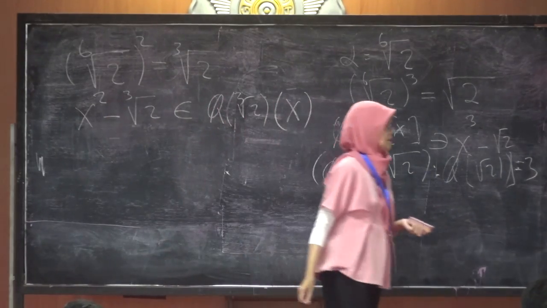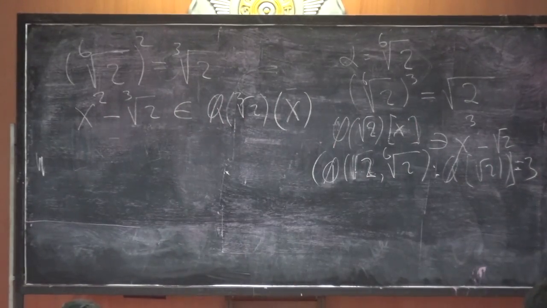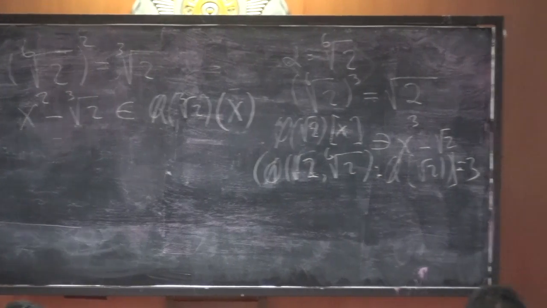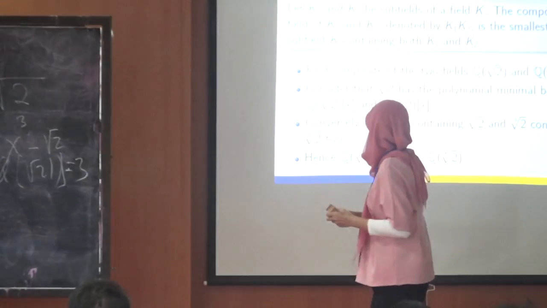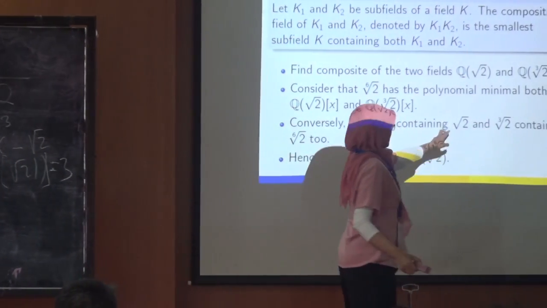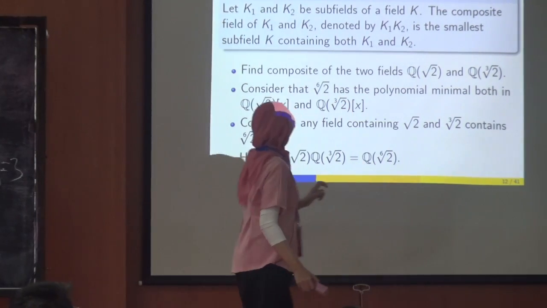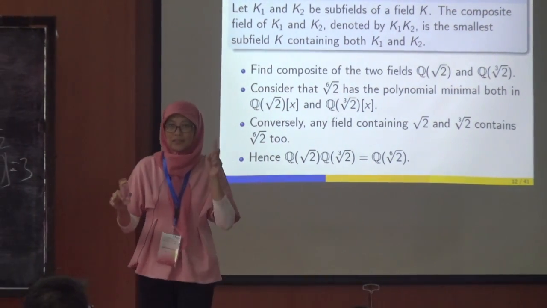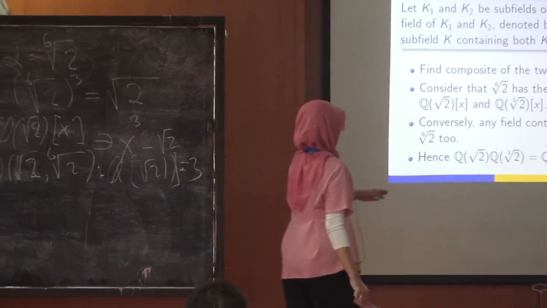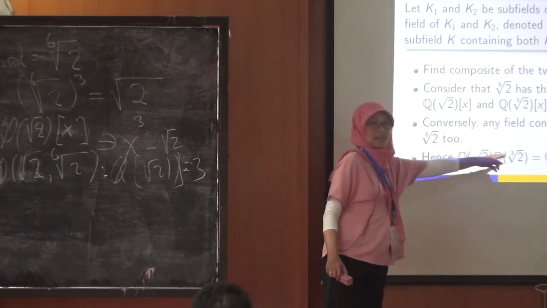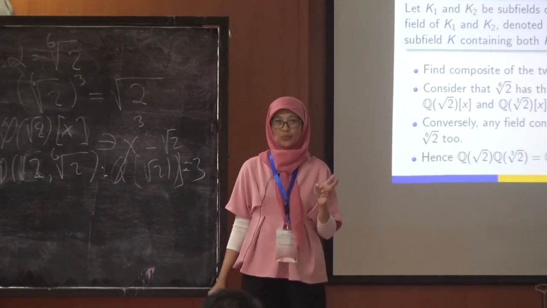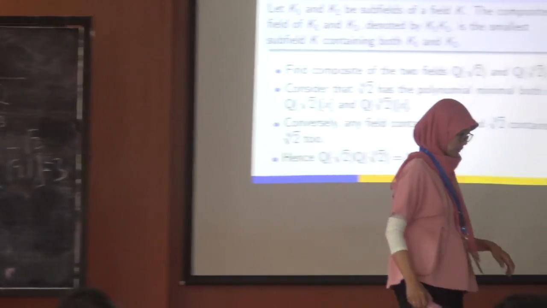I mean this alpha is contained in this one, and conversely, any field which contains square root 2 and cube root 2 always contains sixth root 2 also. Hence, we conclude that this composite is equal to Q(sixth root of 2).